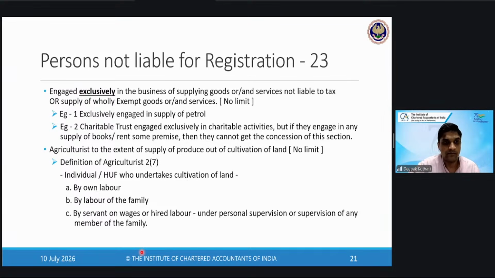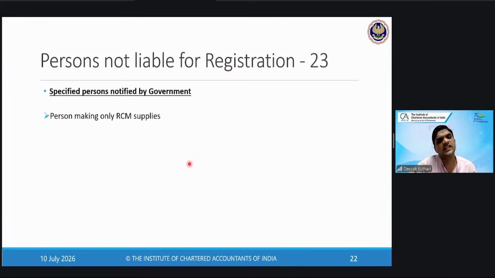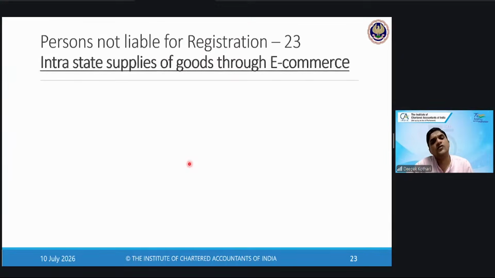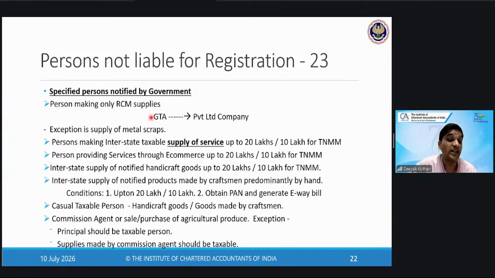Then specified persons who will be notified. That is a person who is making only RCM supply, like a GTA. He is not registered and he is giving only a consignment note. And on a GTA, we have two options: whether he can register and pay taxes, or need not register and the recipient will pay. So in our example, a GTA is a person who's making only RCM supplies and he said that he will not pay the taxes.